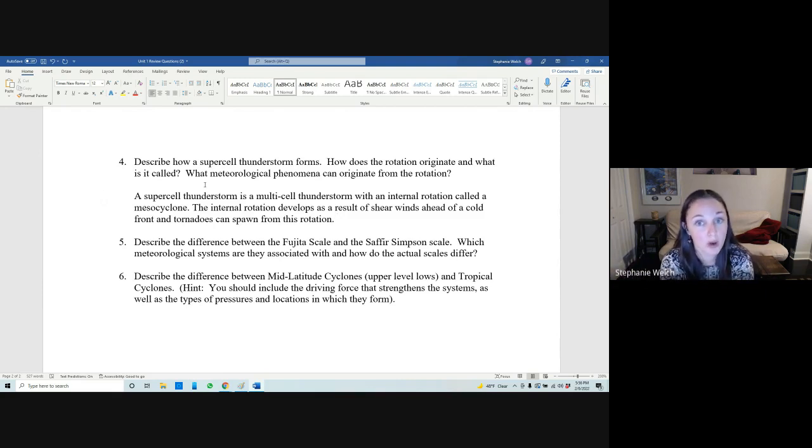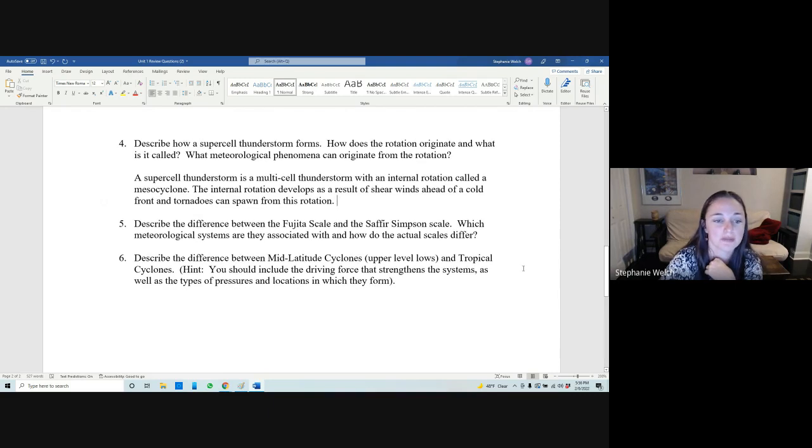A tornado warning means that they've either seen the rotation hit the ground or in something like radar, or there have actually been reports of a tornado. So this is all part of that lecture on thunderstorms and tornadoes. It's part of lecture 4.